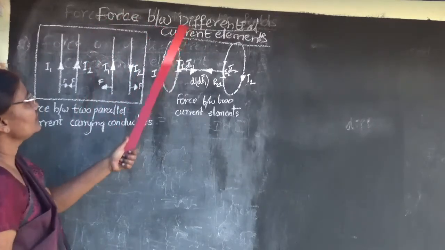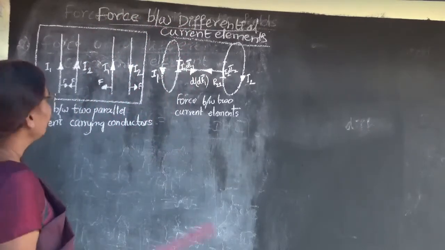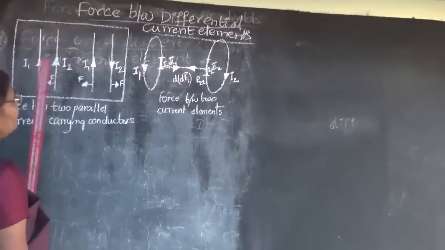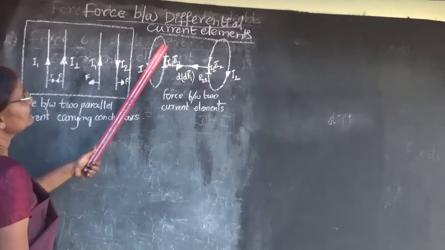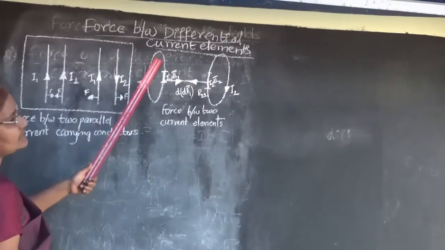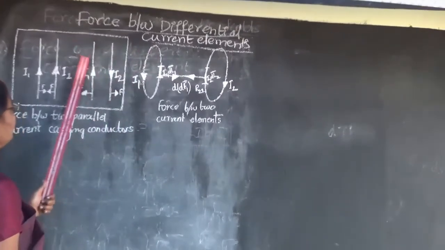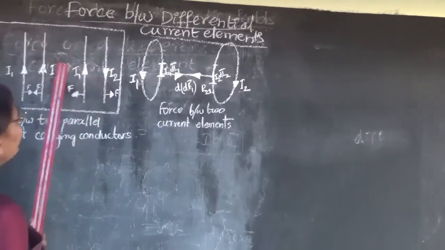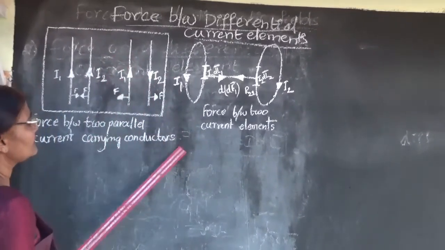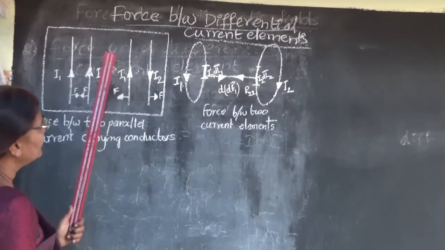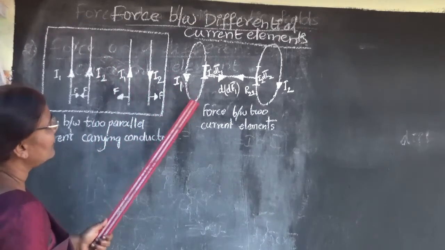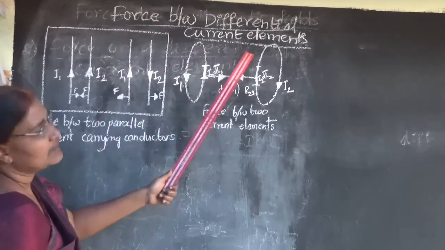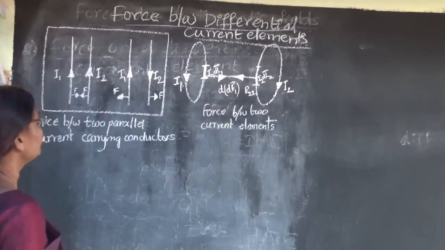Force between differential current elements. In the previous class we have seen the force due to magnetic fields, the force on a charged particle, and what the magnetic field effect is on a current carrying conductor. All these we have seen in the previous class. Now in this topic our final discussion is the force between differential current elements.